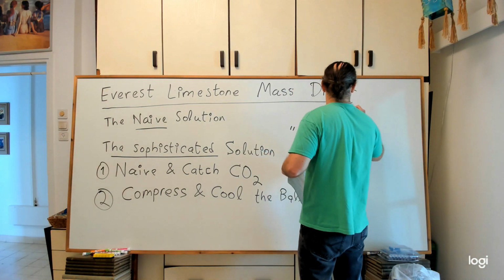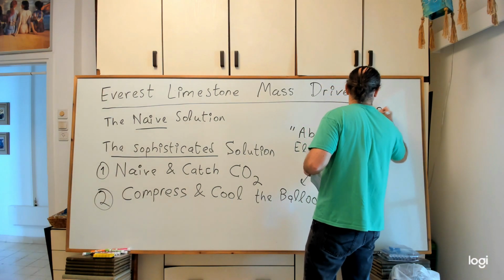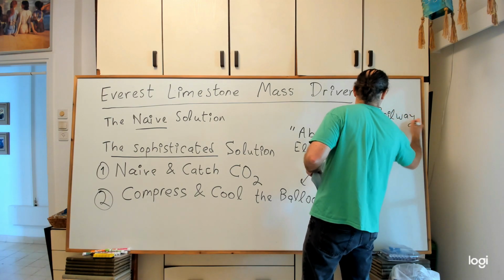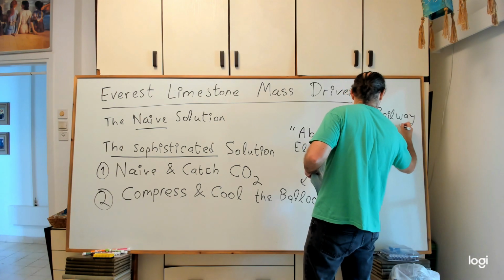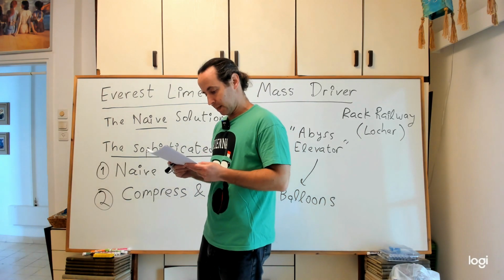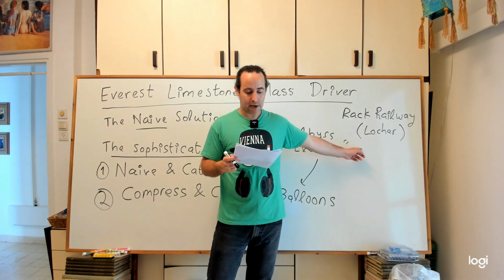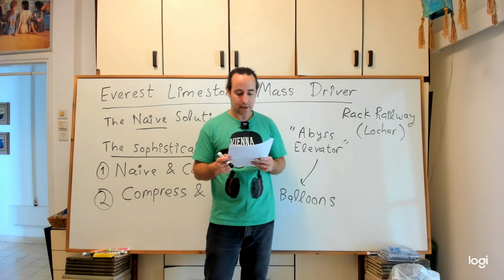Okay, rack railway in Wikipedia. Also called rack and pinion railway, cog railway, or cogwheel railway.